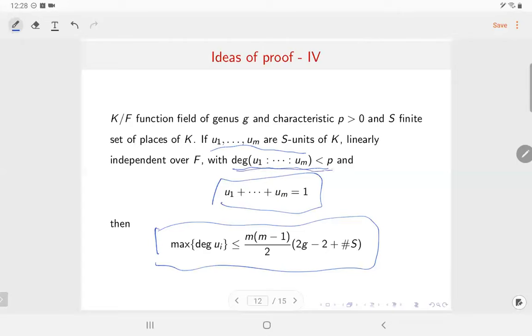So this bound is not true for all the units. Here, K is the function field of some curve, and this n-tuple gives a map to P^(m-1), and this degree is the degree of this map. Assuming this bound on the degree, you can carry out an argument similar to the old argument and prove a bound like this.